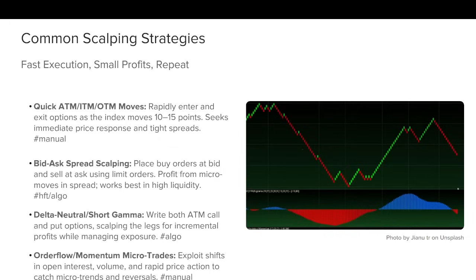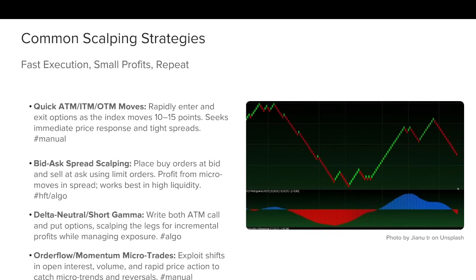There's also something called bid-ask spread scalping. Place buy orders at bid and sell at ask using limit orders. Profit from micro moves in spread, which works because of high liquidity. Now this is only done by HFT and algo, cannot be done by us.